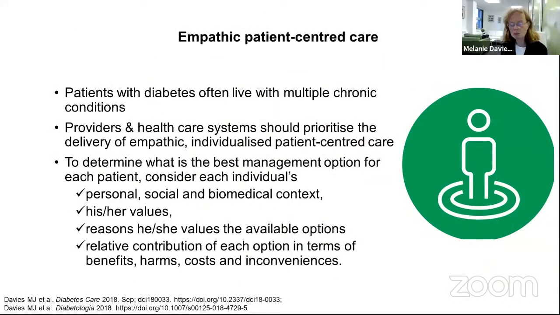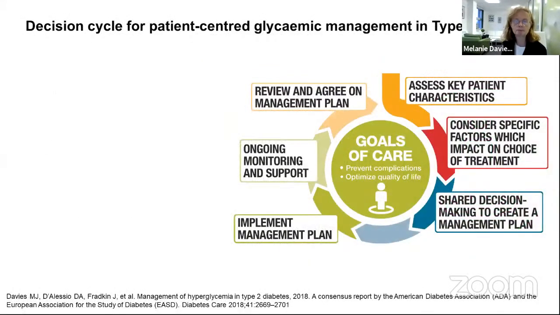And the reason that we talk about this person-centered care is that people with diabetes live with multiple chronic conditions that we as healthcare providers need to be empathetic and deliver individualized patient-centered care, because what may be best for each individual person needs to take into account their social and personal context, their values, but also the contribution of options that we may consider, and also the cost and the access that is available.